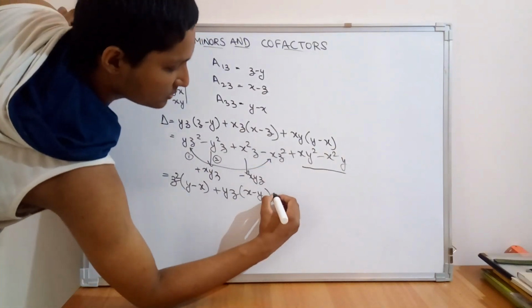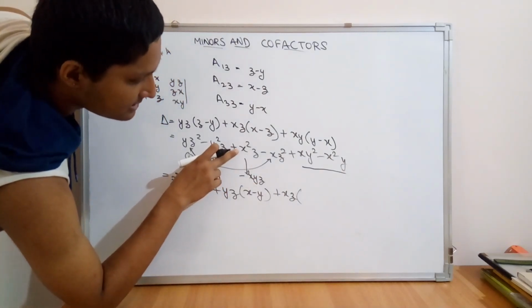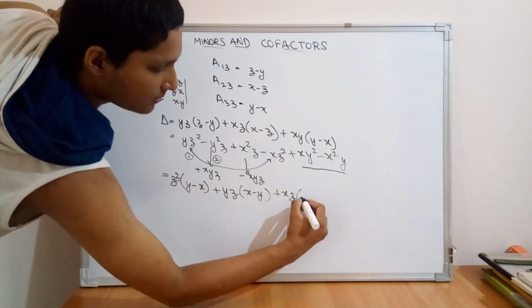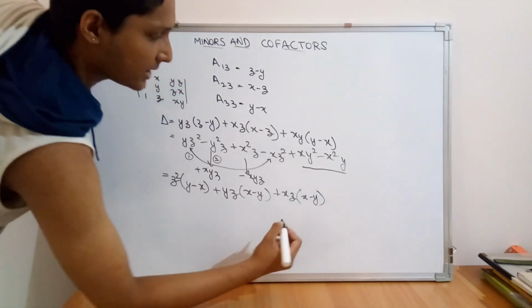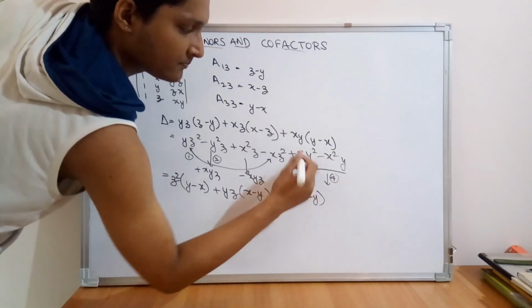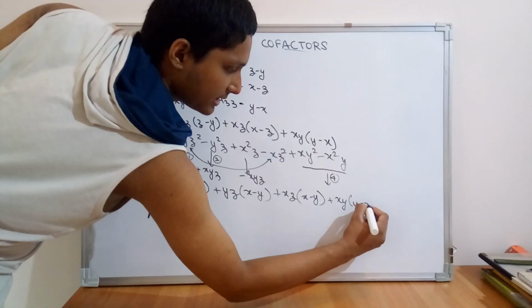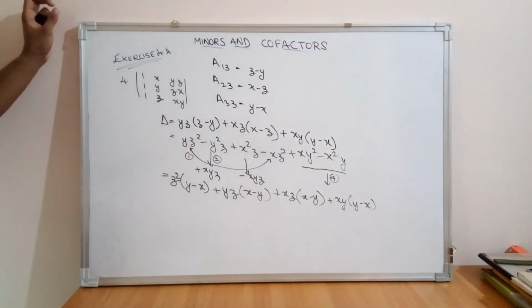So xz is common over there, so we'll take xz outside. What is remaining here is again x minus y. X minus y. Okay. This was directly the fourth one. Same thing. It was xy into y minus x. Okay. That's all about this.